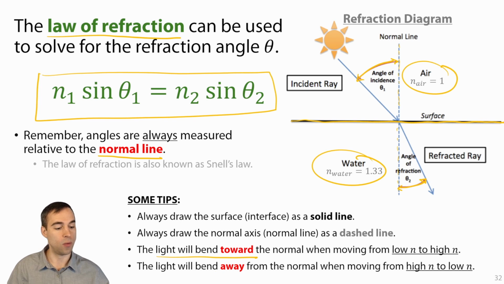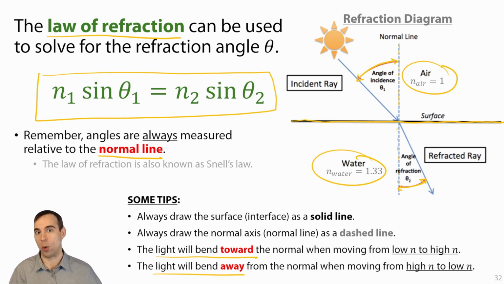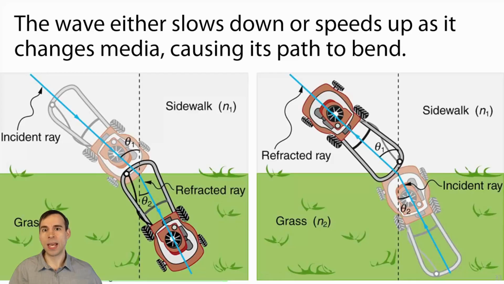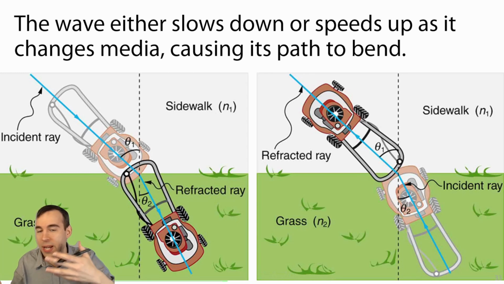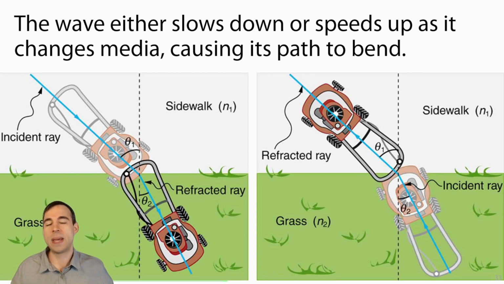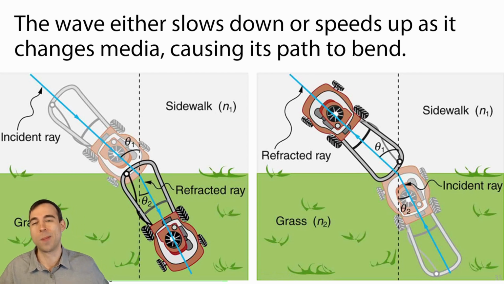However, when we're moving from high-n to low-n, then the light ray will bend away from the normal as it enters into that new medium. Intuitively, you can think about this like trying to push a horizontal object from one boundary to another such that it slows down when it enters into the new medium. One great example is thinking about mowing your lawn or pushing a lawnmower. As you push a lawnmower along the sidewalk, it's pretty easy to do. It moves pretty fast and doesn't have that much friction.